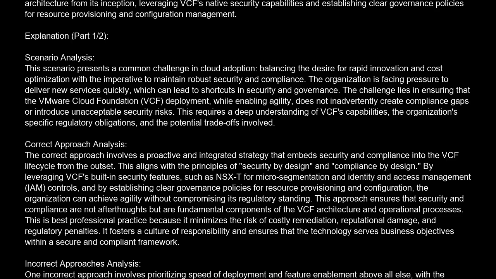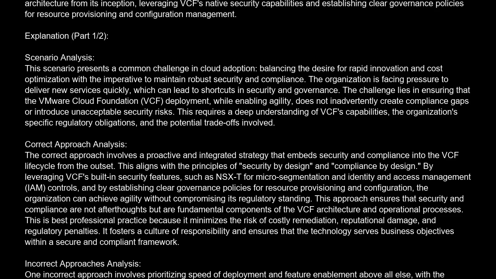This approach ensures that security and compliance are not afterthoughts, but are fundamental components of the VCF architecture and operational processes. This is best professional practice because it minimizes the risk of costly remediation, reputational damage, and regulatory penalties. It fosters a culture of responsibility and ensures that the technology serves business objectives within a secure and compliant framework.